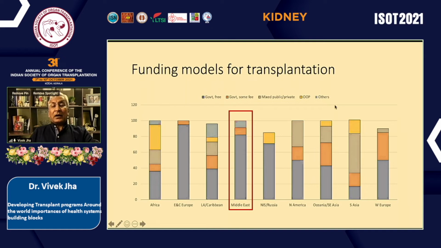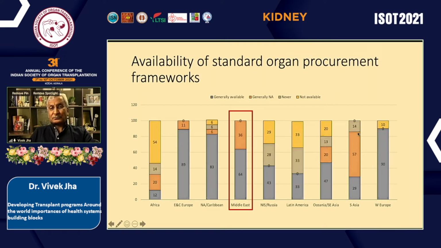So then, when you go on to look at the funding models for transplantation, once again, you see great variations. And here in South Asia, you see in India especially that there is a big mixed public-private funding model, etc. And many patients end up paying out of their own pocket, which is shown here in the yellow section.